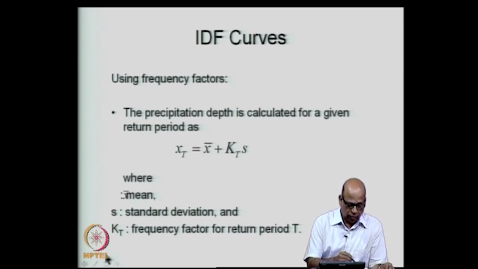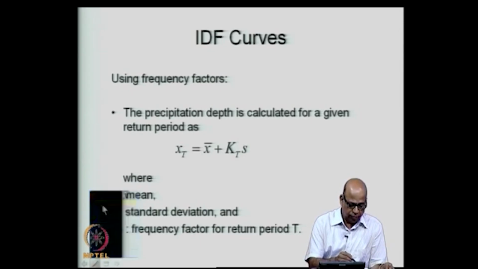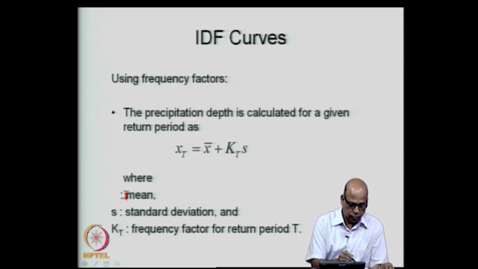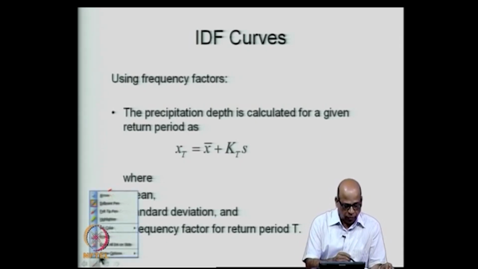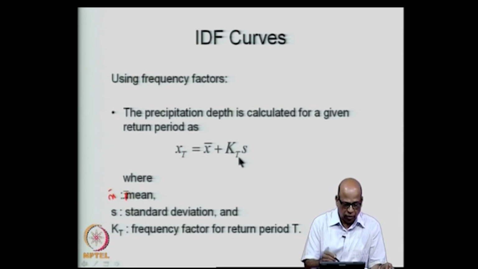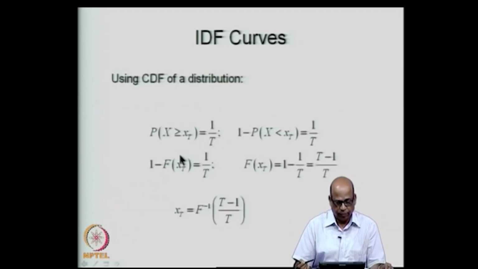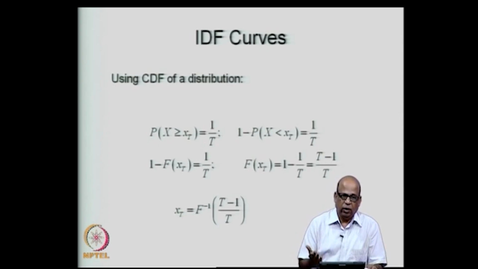This is x bar, the mean. From this, knowing the return period and knowing the distribution, we can calculate the rainfall depth. Let us say you are using a distribution of the type extreme value type 1 or even the exponential distribution, which you can easily invert. By inverting, I mean you can express x in terms of f inverse of x.